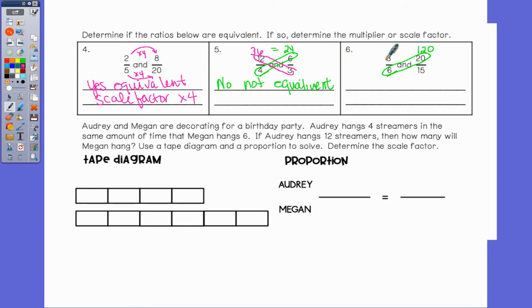And I'm going to go this way, and I'm going to get 120. And yes, they are equivalent. They do not have an easy scale factor, though. So what I have to do to figure out that scale factor is I actually have to divide 6 by 50. No, I got to do it the other way. Sorry.